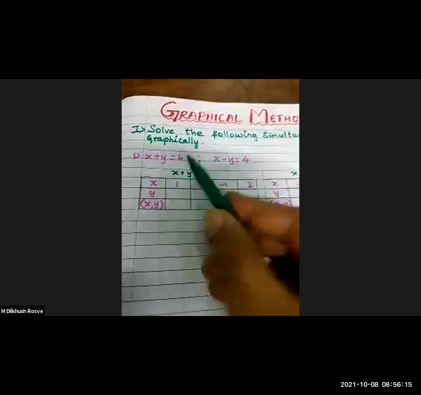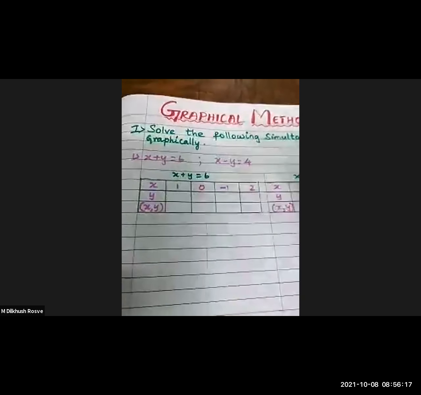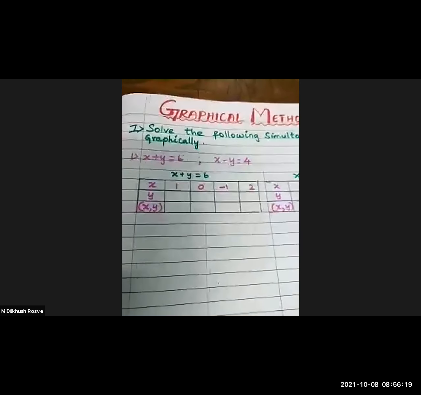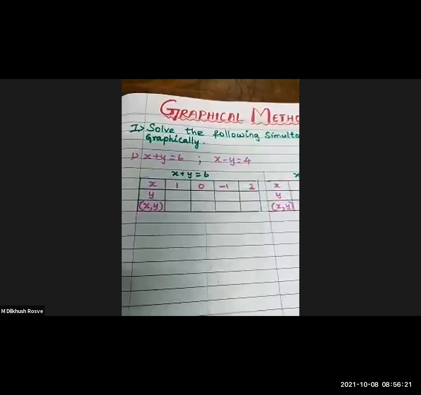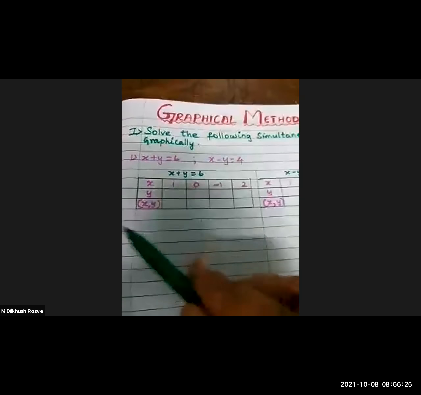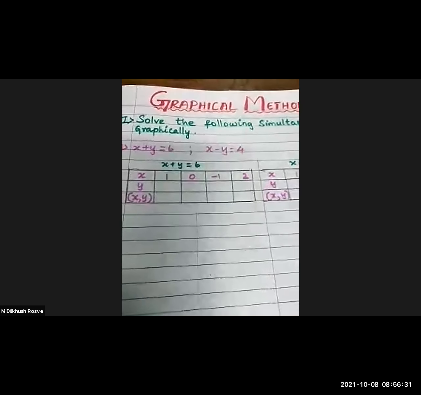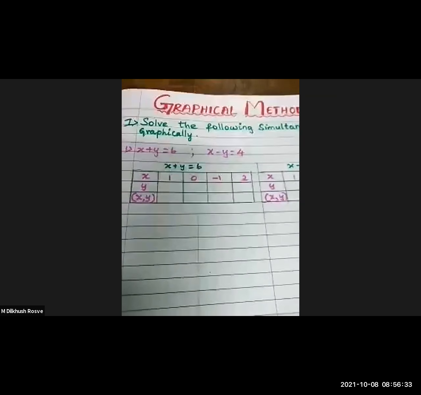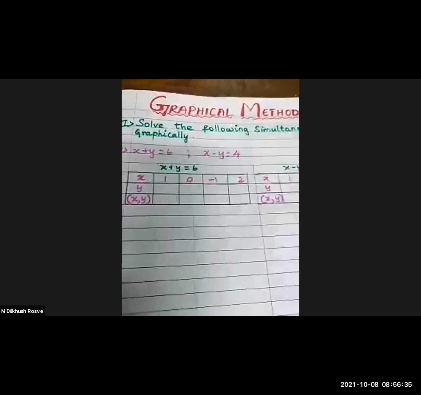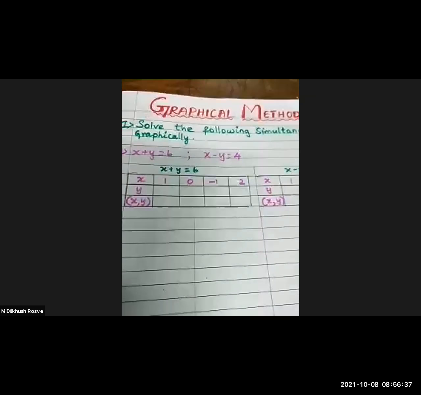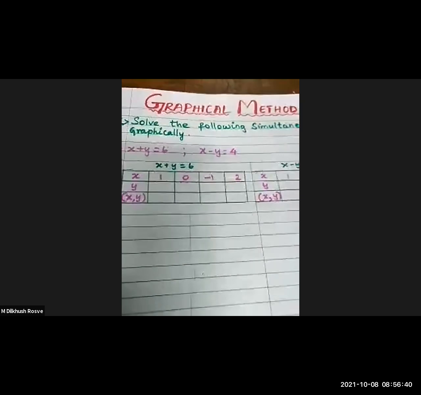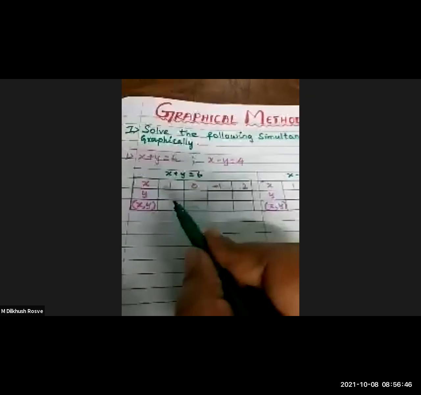Okay. So now we are going to solve for these two. That means to find the value of x and y. To find the value of x and y, we are going to use the graph. Okay, students? So whenever we use the graph, we need the coordinates. Without the coordinates, we cannot plot the points on the graph paper. The first aim, we have to find the coordinates. That means x coordinate and y coordinate.